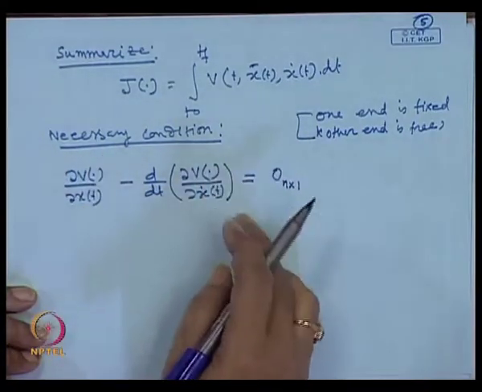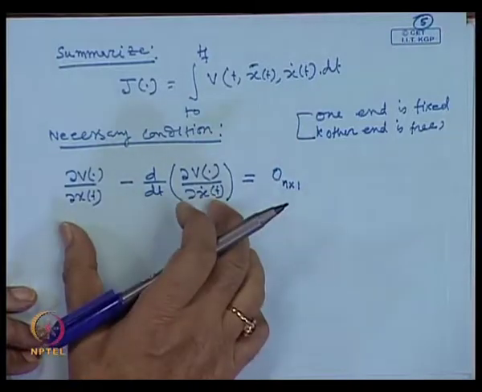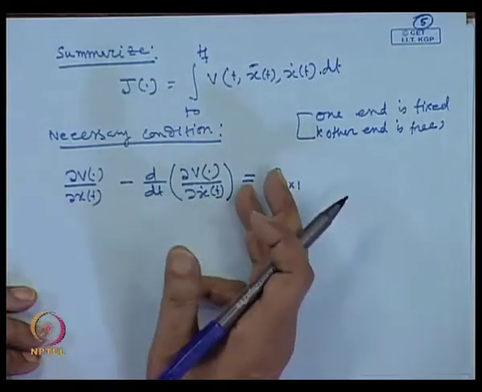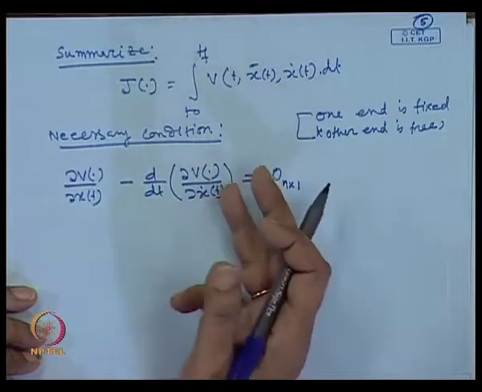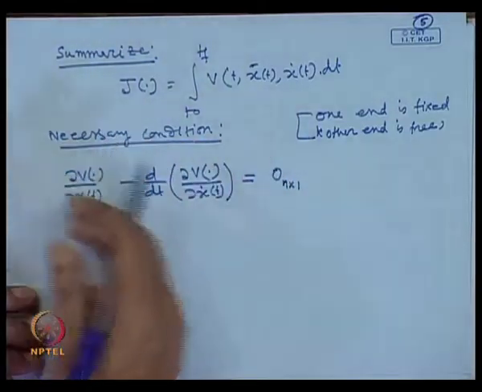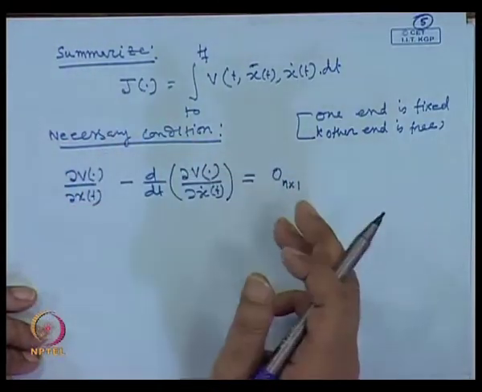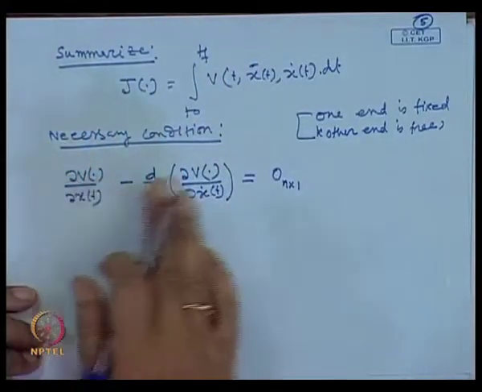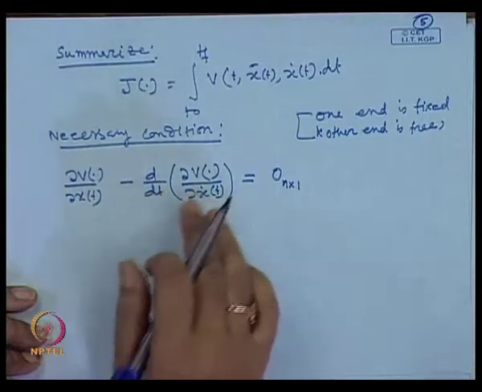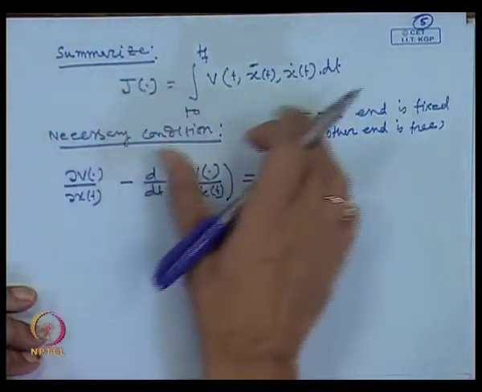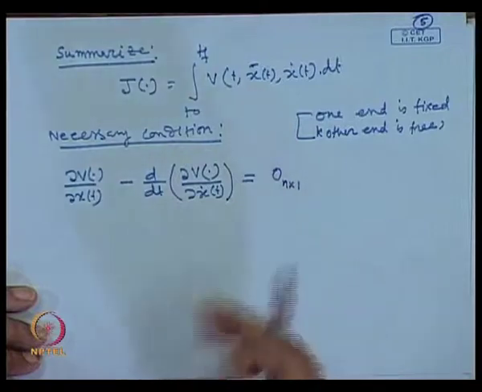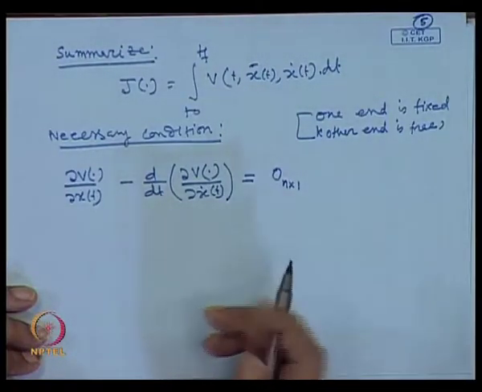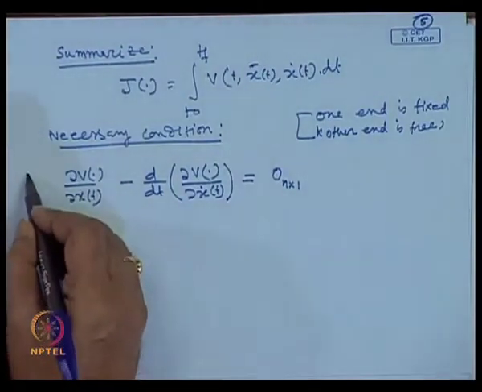So, you can put a star on the whole bracket, because ultimately you have to solve this equation. The star indicates that if you solve this equation, whatever trajectory you get is the optimal trajectory. That functional value may be maximum or minimum. At this stage, the necessary condition gives you the trajectory that makes the functional value maximum or minimum. That means one has to check the sufficient condition. This is the one condition.